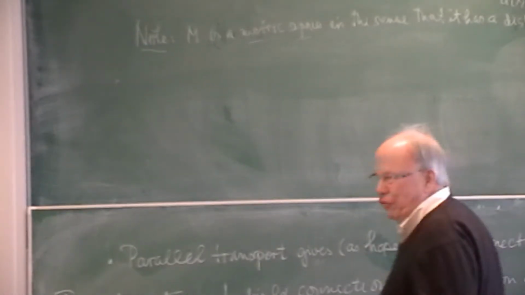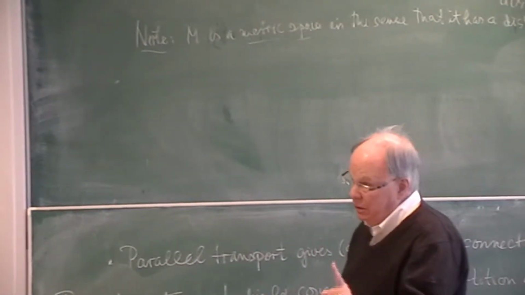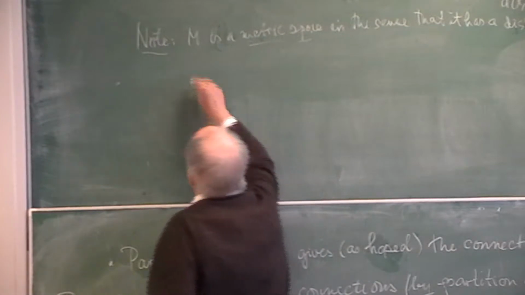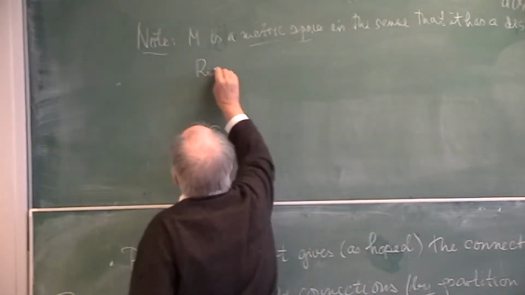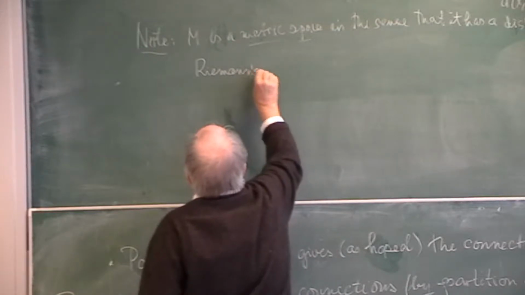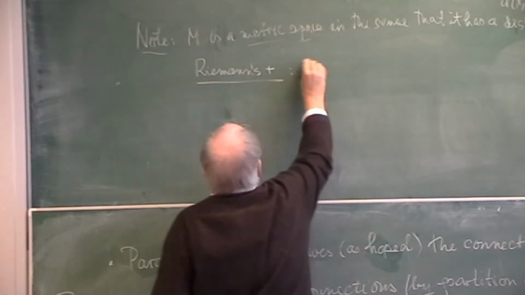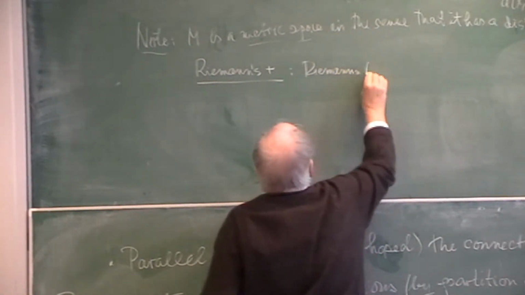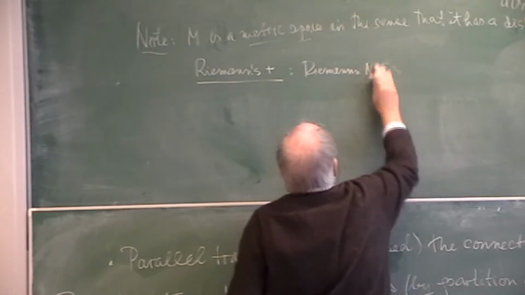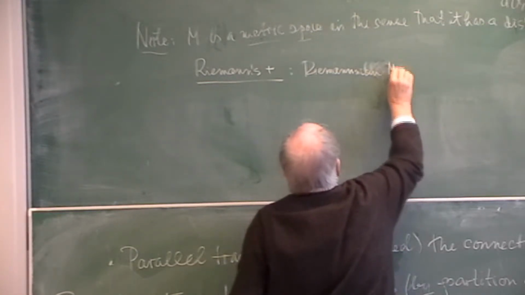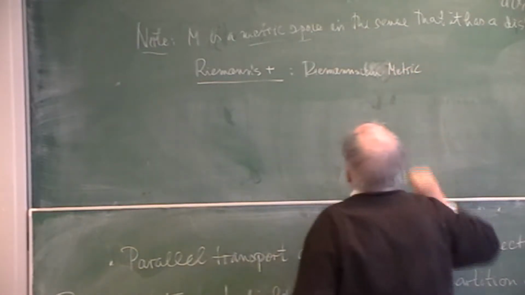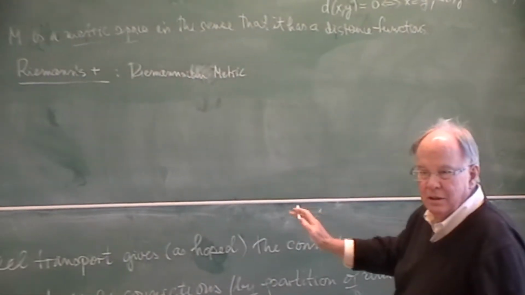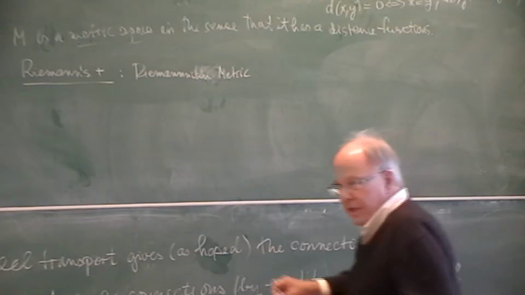Okay, plus. So manifold plus has something more than just manifold. And the first more, Riemann's plus, is what we call a Riemannian metric. I used to say a Riemann metric, but let's call it a Riemannian metric. So it is not this metric we just talked about. That's the first thing I want to say. It's not that. Okay? Here's what it is.